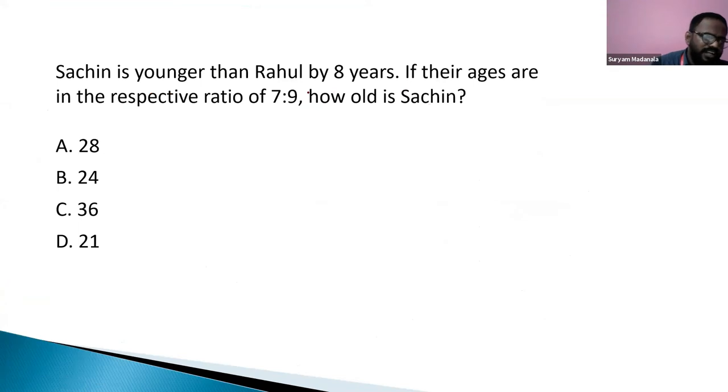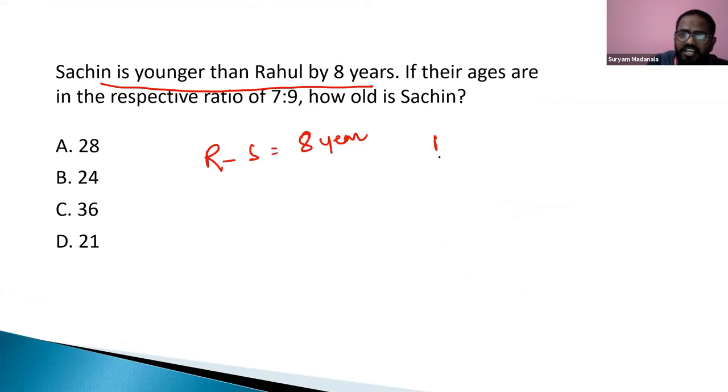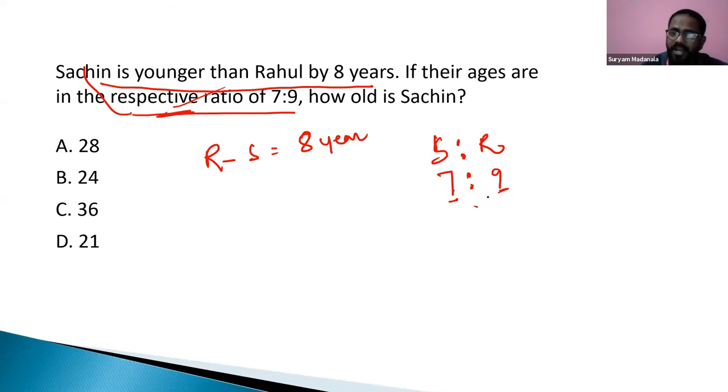I repeat this explanation once more because this is an important one. Why did we take 2 parts? Sachin is younger than Rahul, so Rahul minus Sachin gives you 8 years. And they say that Sachin to Rahul is 7:9, respectively, first Sachin, then Rahul. So Sachin has 7 parts, Rahul has 9 parts. The difference between them is 2 parts, which is nothing but 8 years.